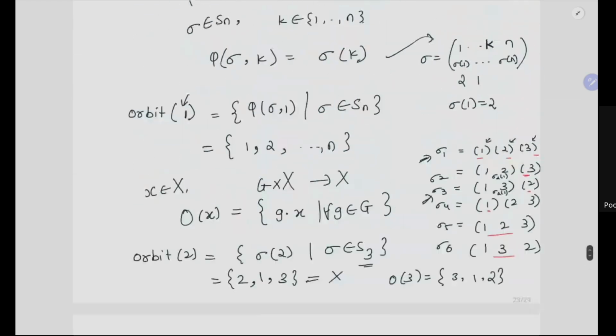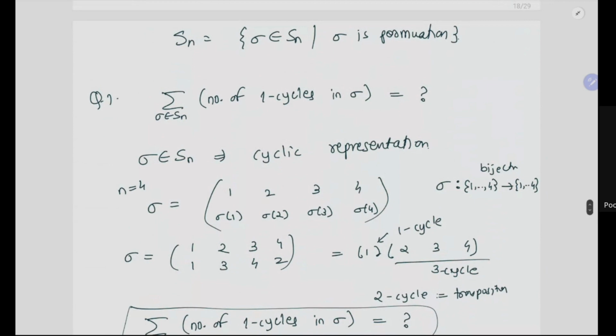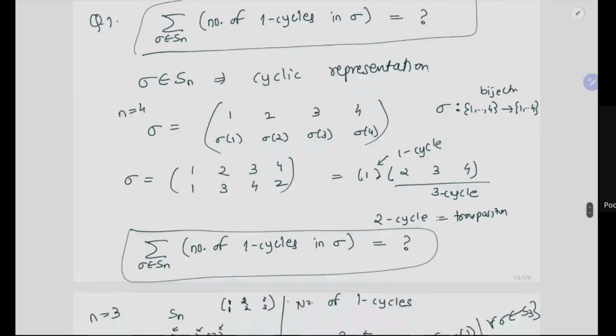Actually, what is the purpose of doing these group actions? What we want to do is find the number of 1-cycles in sigma, where sigma runs over Sn. Such questions are asked in JAM and NET, mostly in JAM, as numerical-type questions. So we are discussing the number of 1-cycles in sigma, and then taking the summation over all of them.